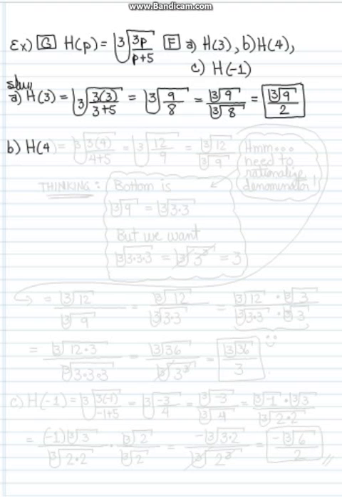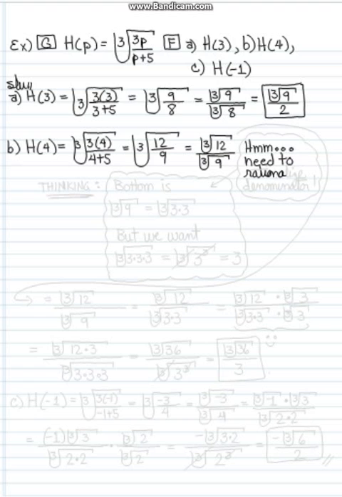Part B is h of 4. Just plug that in: cube root of 3 times 4 over 4 plus 5 equals the cube root of 12 over 9. Now bust this up on the top and the bottom: cube root of 12 over the cube root of 9. And now I'm going, what's the problem with this? Well, it has a radical in the bottom. I need to get it out. In other words, I need to rationalize the denominator.